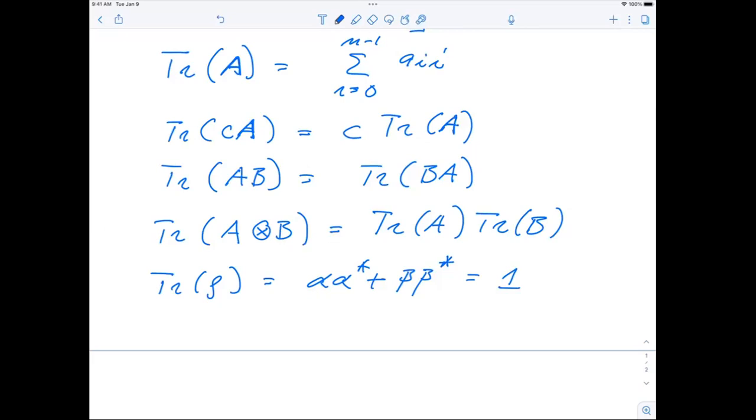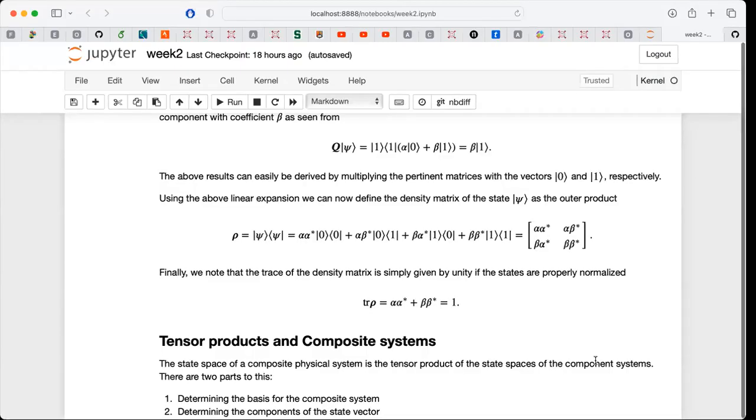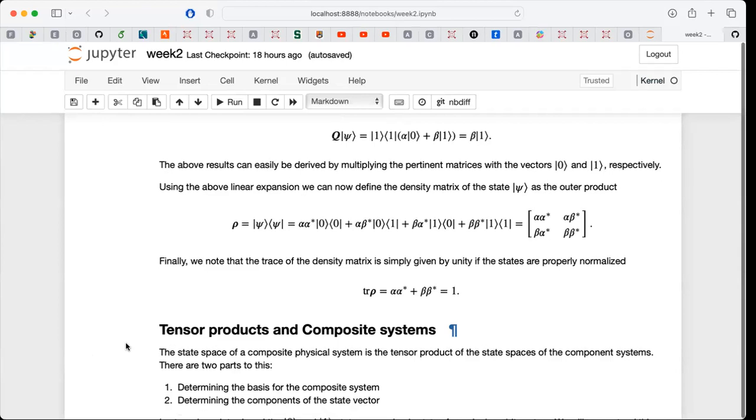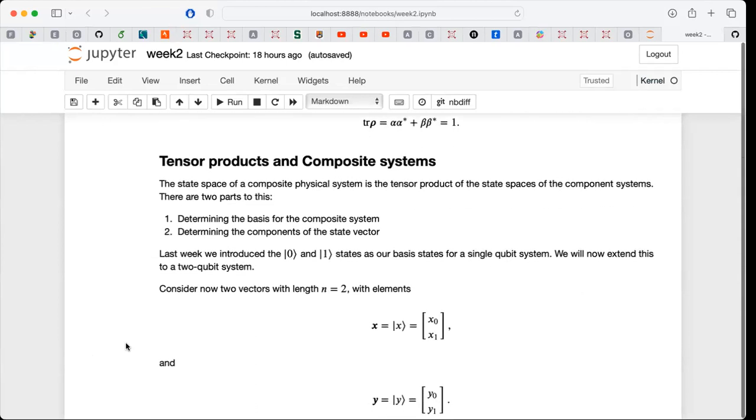And together with the density matrix, these are ways by which we will try to describe what we mean by entanglement. Now, what I'm going to do now is to switch over to the slides again, because I wanted to remind you of some of the things which we discussed last week. One of the other things which we discussed then was the tensor products of composite systems.